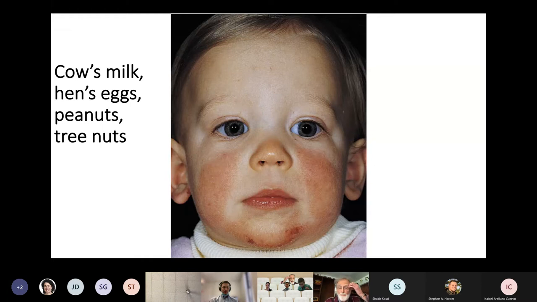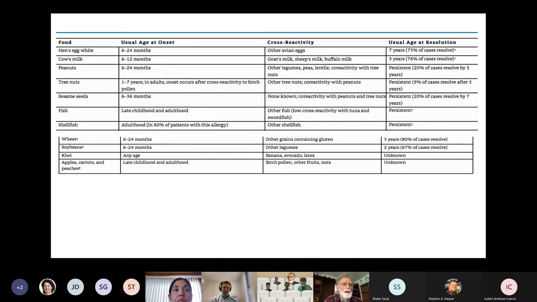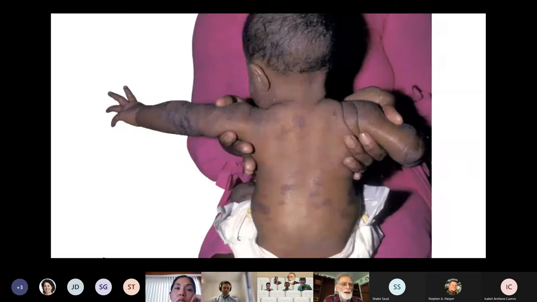What role does diet play? We really don't know. Even less about air pollens, but these are the most common things that can make eczema worse. And this is a little bit longer list with a little more details. This is available in another good book called Habif. I'll show you the cover of that when we get to another topic.